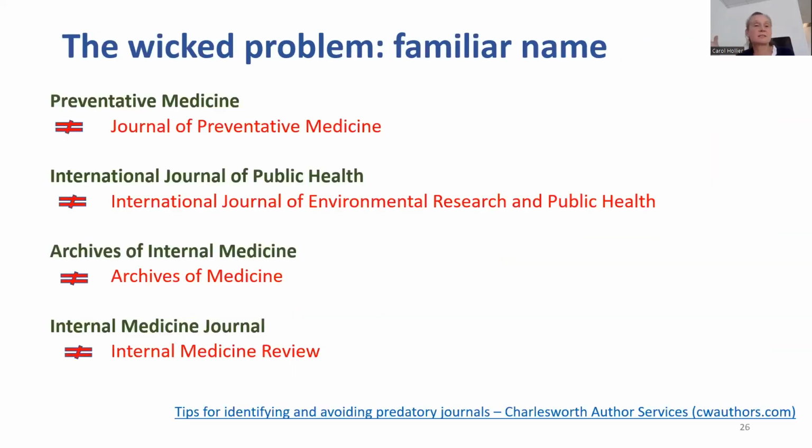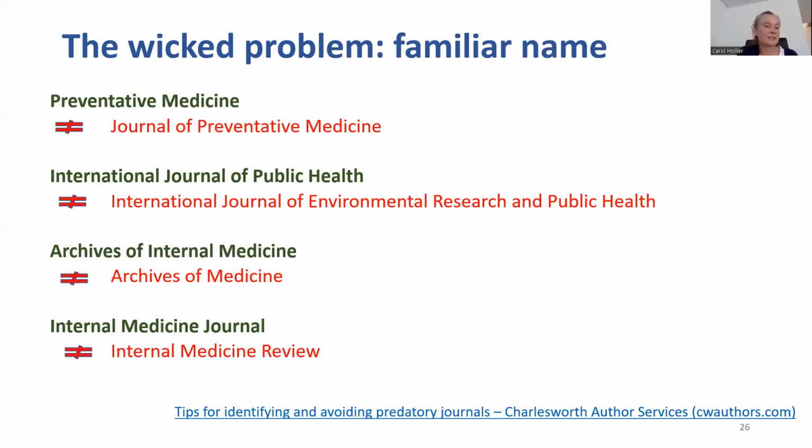So there is the problem of the names. One thing that predatory journals often do is make their name seem very similar to a legitimate journal. Here's a list. Preventative Medicine is the real journal. The Journal of Preventative Medicine is the predatory version, where somebody said, let's do that.